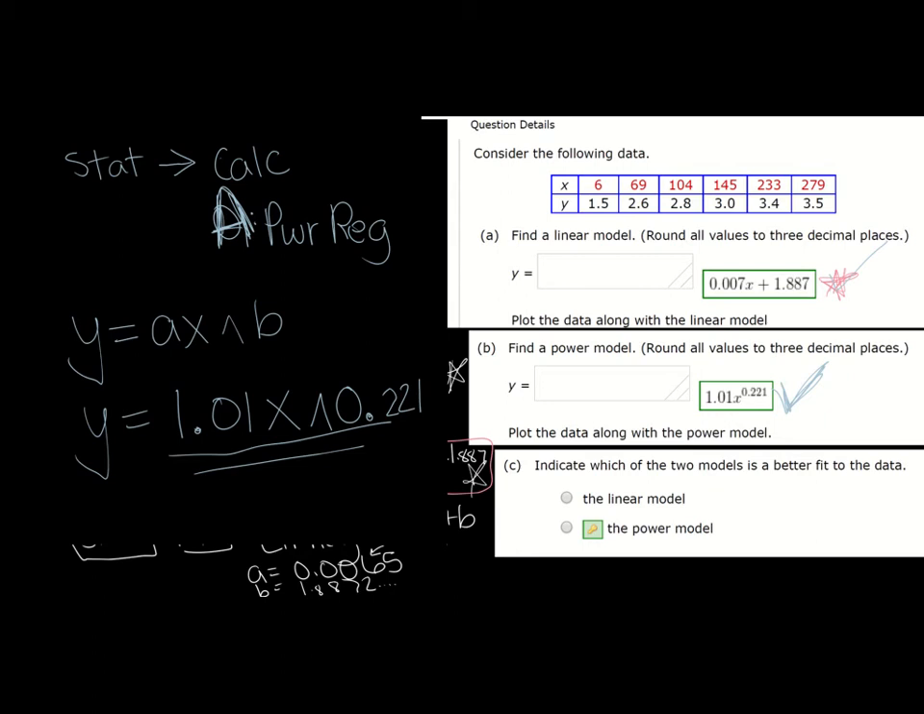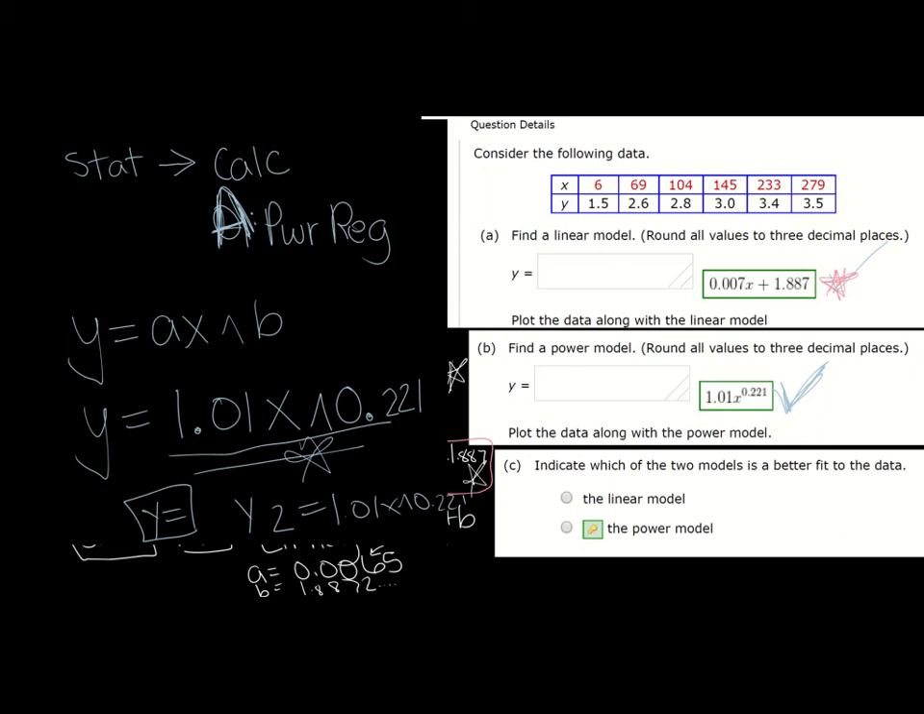Stat calc, calculate the power regression. This is what it returns to you. You need to go back to your Y equals button. Let Y2 equal 1.01x to the 0.221 power. All right, so now go look at that graph. It's already going to be zoomed in to the perfect screen because we did a zoom stat before. So all of the data can still be seen.